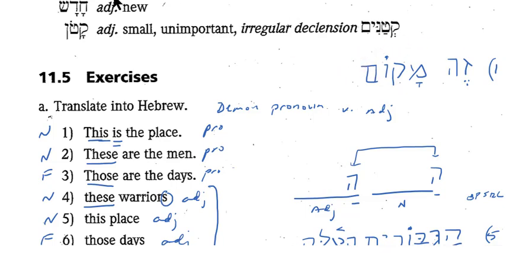And we need to say the makom, right? The place. So we need to add what? The article here. Mem gets the dagesh forte. Hamakom. Ze hamakom. So this is the place. This is the place. All right.